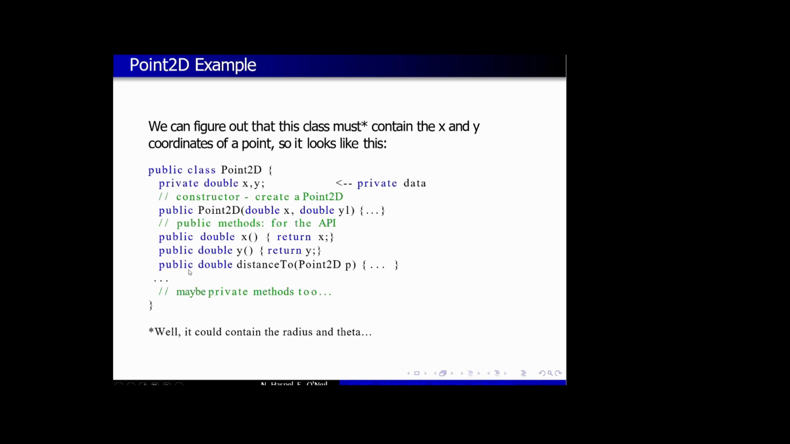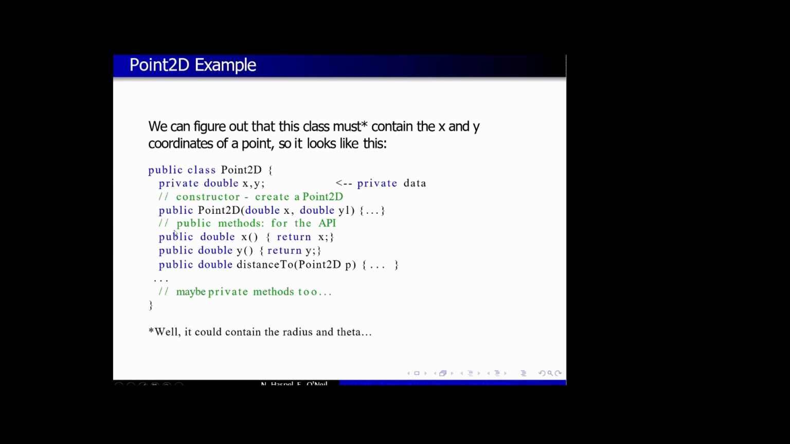Okay. So you see that the class that we're describing probably contains the x and y coordinates of the point. That's the simplest explanation. Of course, it could equivalently hold the radius and theta of the point, but it needs to have a different value for every point. So x and y would be the simplest way. So it's going to look like this.